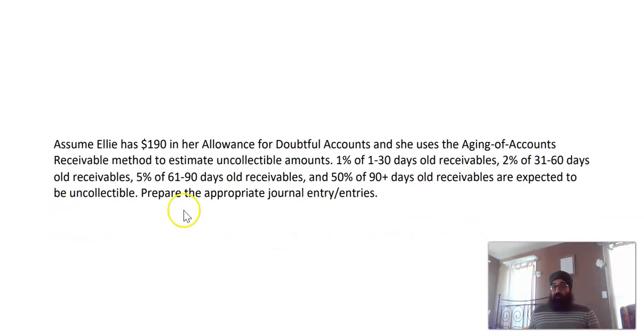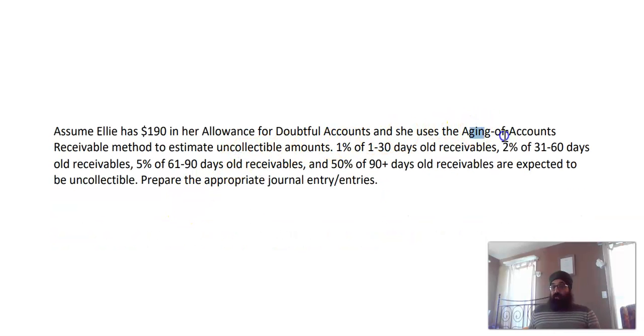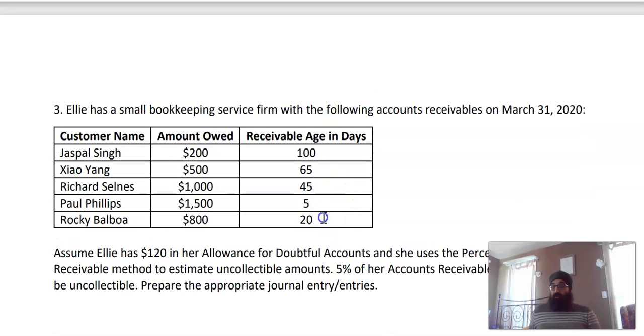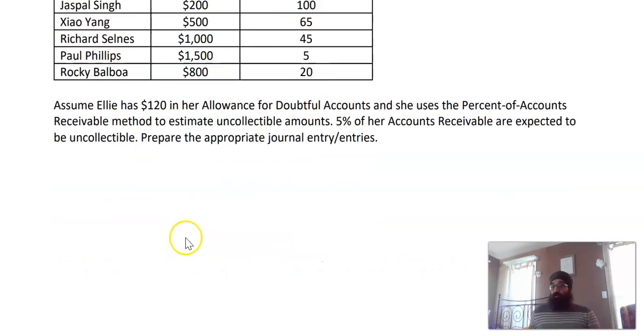Once you have that, you can try the aging of accounts receivable method. Here we have the rates given to you, and we also have the data from here, right? So this is the data. So just sort that out, apply the rate, pretty straightforward. Make the journal entry.